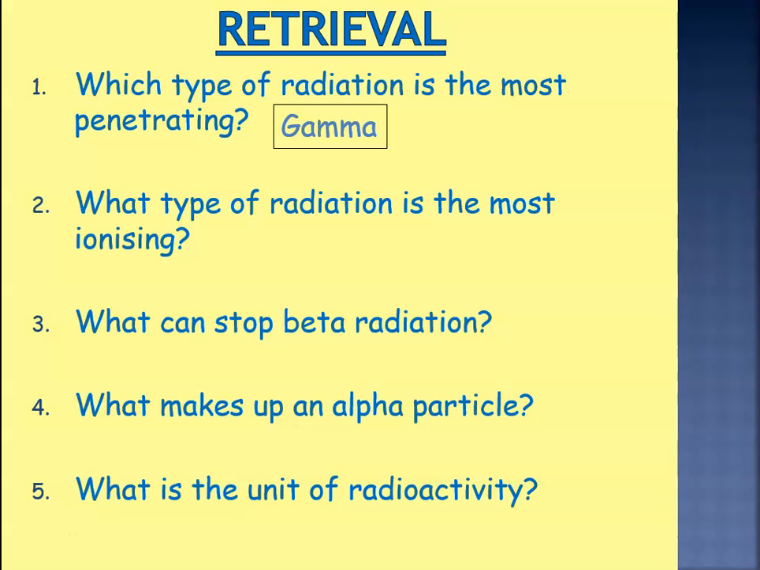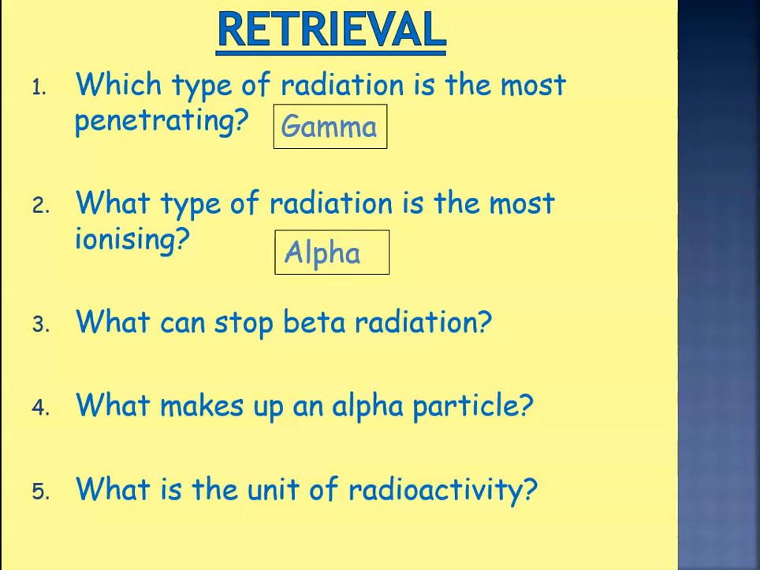Question 2. What type of radiation is the most ionizing? So the most ionizing, the most effective, would be alpha. It's got the largest mass, it's got the largest charge, it's going to encounter a lot more particles because of its size. Gamma is the least ionizing because it's got no mass. It's going to pass through a lot of materials, as the atom is mainly empty space. It's going to pass through a lot of those without having any effect at all.